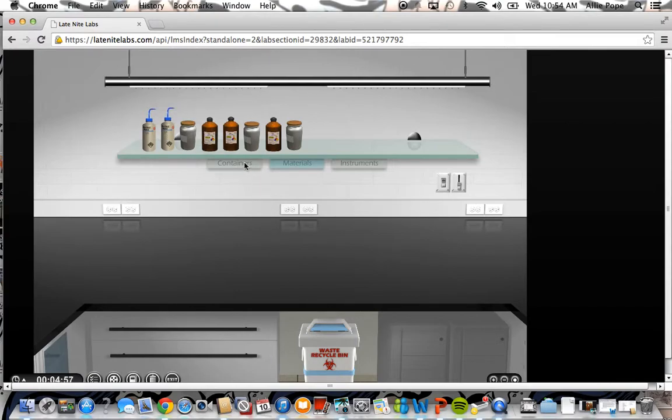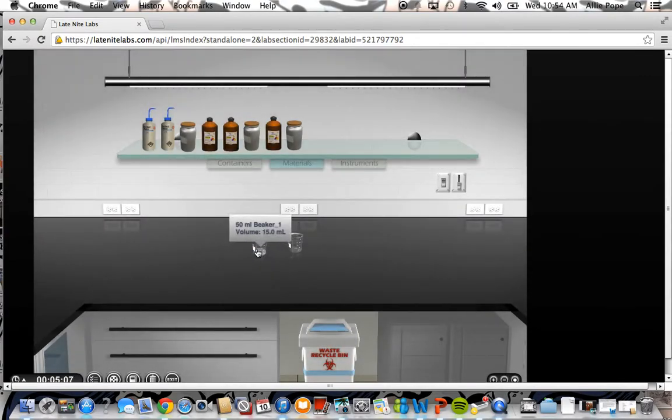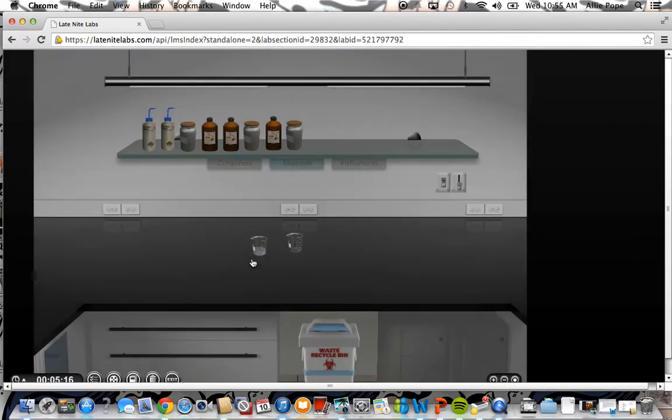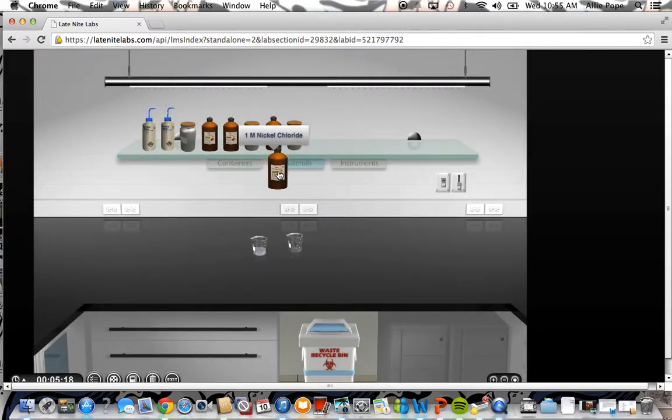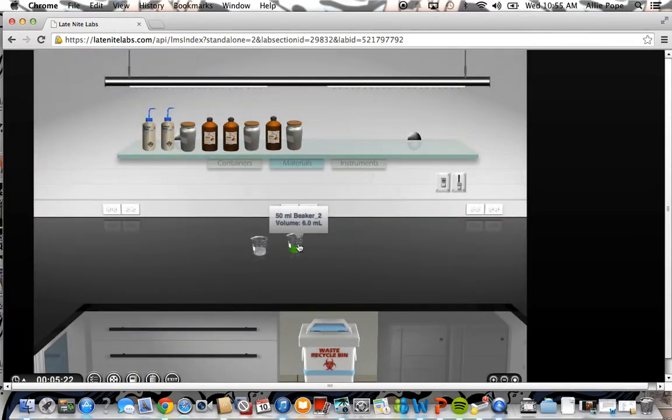We'll start by taking two 50 milliliter beakers and placing them on the lab table. And we're going to put 15 milliliters of sodium hydroxide in the first beaker. And we can label this beaker by double-clicking it. And now we're going to put 6 milliliters of nickel chloride in beaker number 2. And we'll label this one as well.